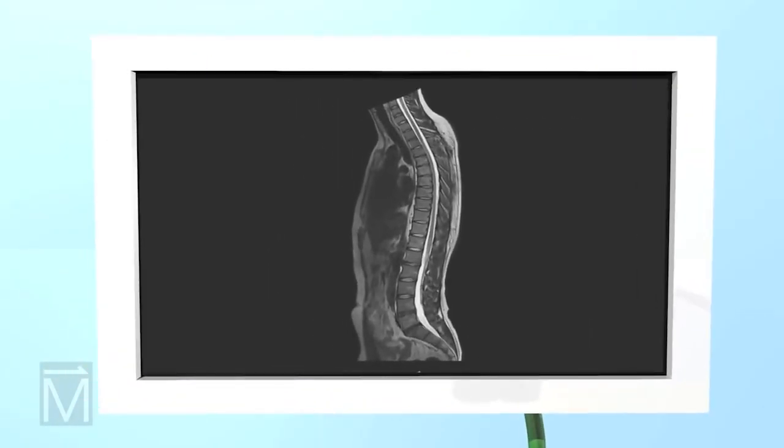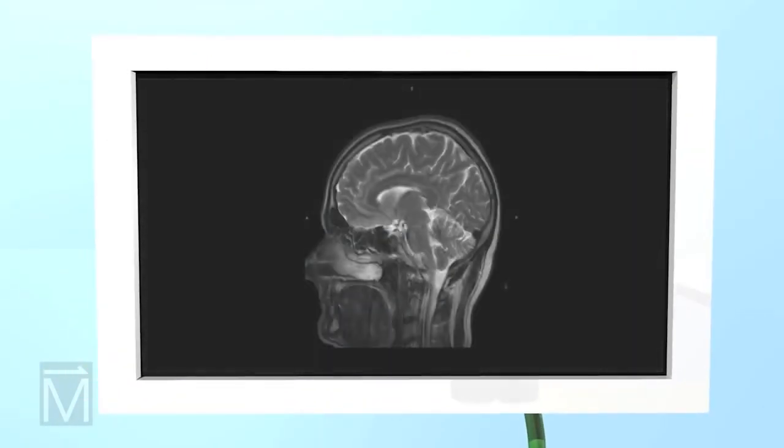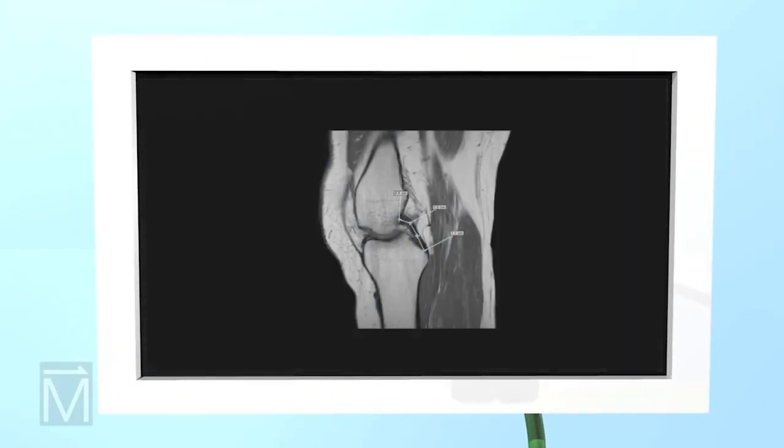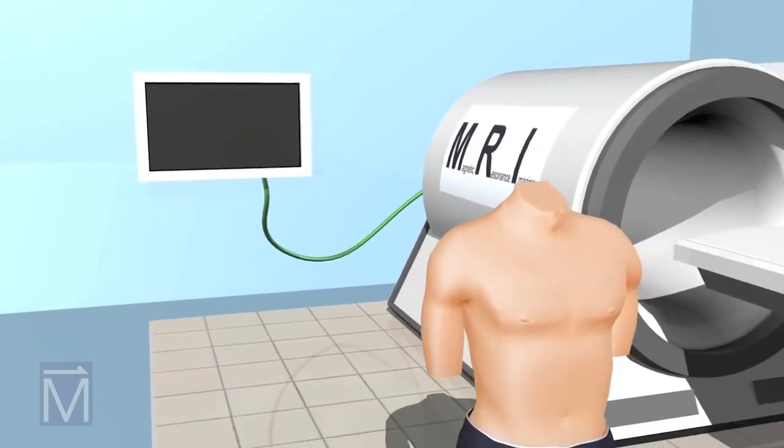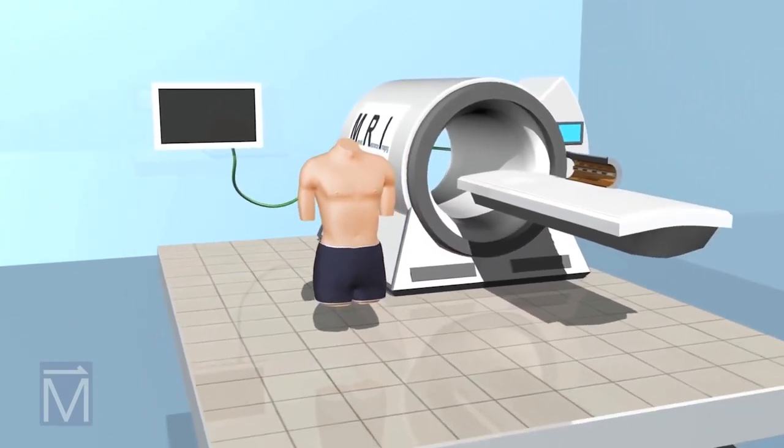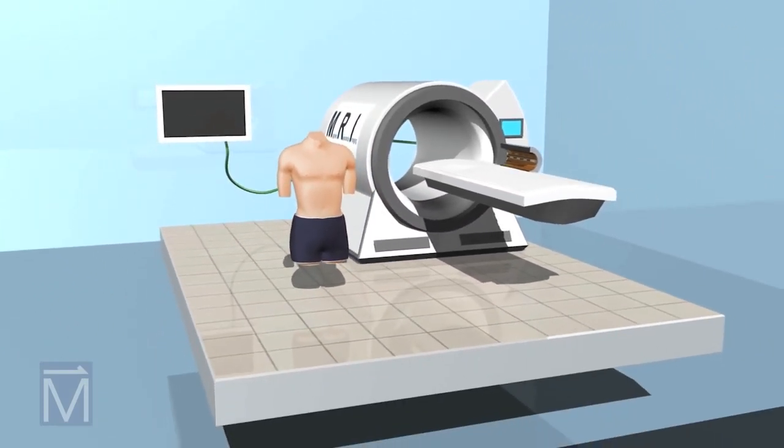MRIs can be used to scan the brain, joints, and other parts of the body in order to highlight abnormalities such as herniated vertebral discs, cancer, stroke, broken ligaments, and aneurysms. The radiologist uses multiple RF pulses at different powers and in different sequences to manipulate the signal from those parts of the body.